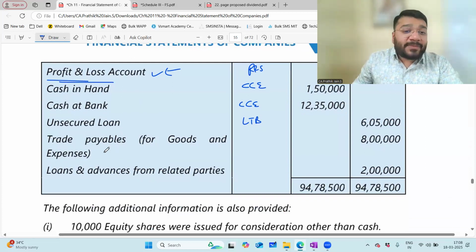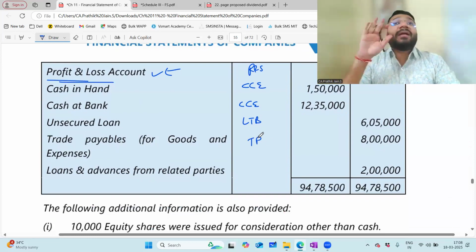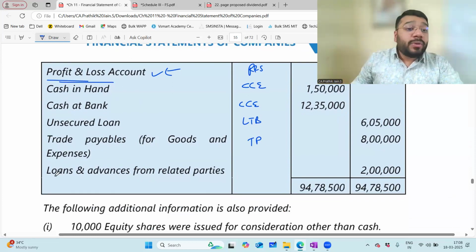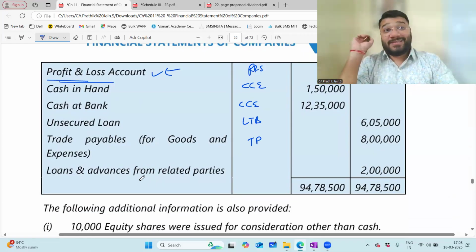Trade payable for the goods and expenses. Trade payable under current liabilities. Loans and advances from related parties.